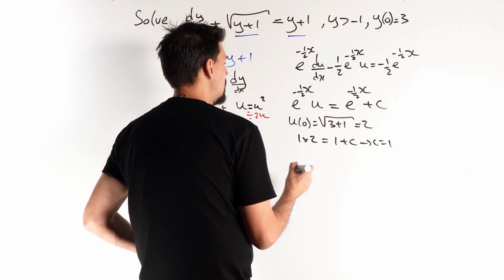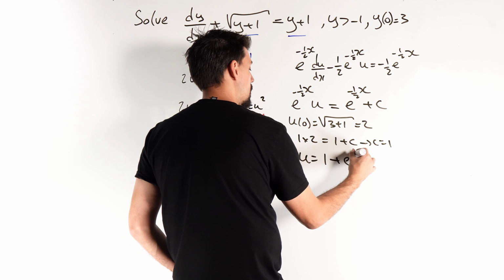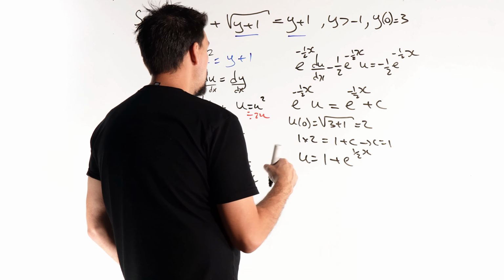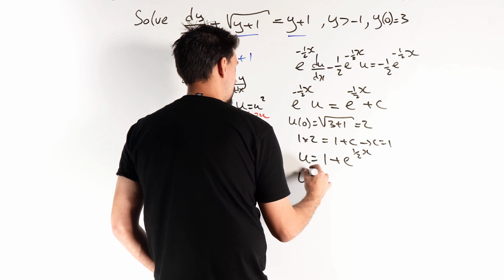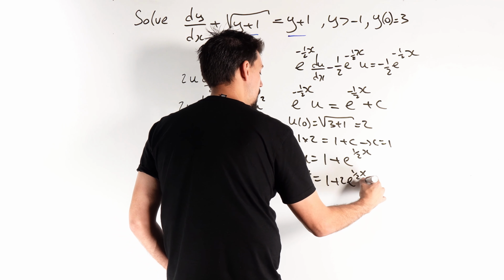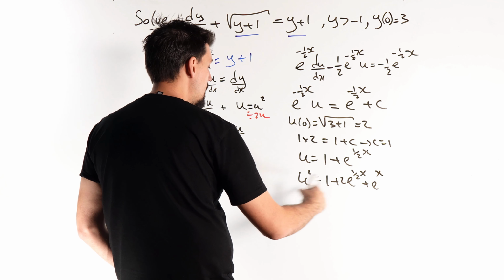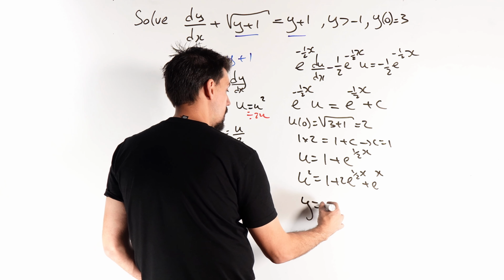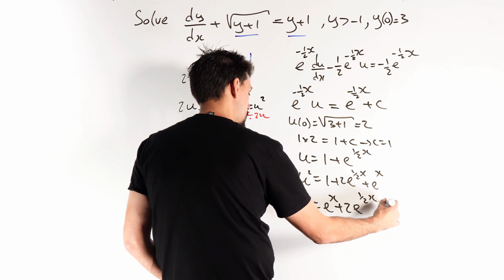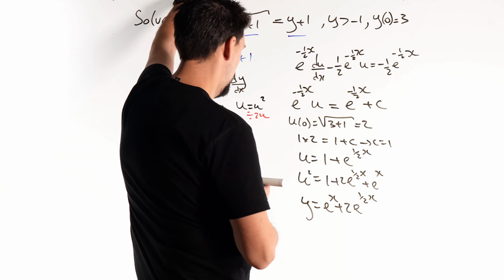Times it through by e to the half x, I end up with u is 1 plus e to the half x. So I need to square that. That's 1 plus 2e to the half x plus e to the x, and then take away 1 to get y. That's kind of cool. I like that.